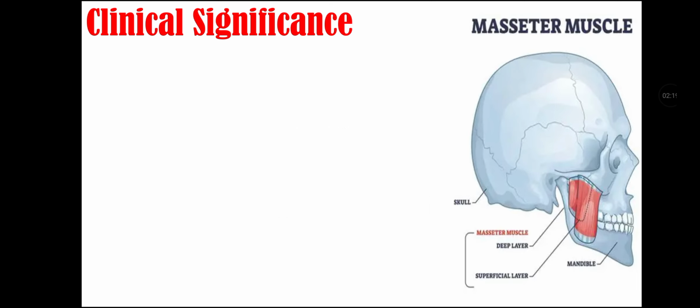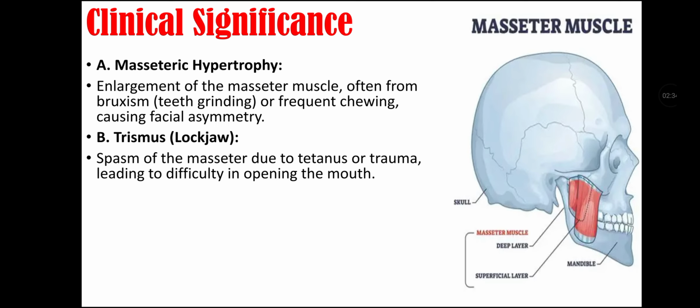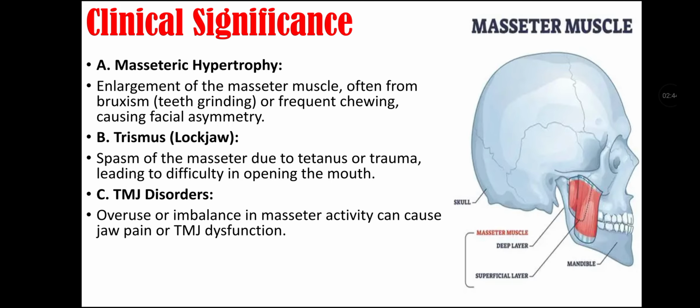Clinical significance of masseter muscle. First is masseteric hypertrophy. Enlargement of masseter muscle, often from bruxism or frequent chewing, causes facial asymmetry. Second significance is trismus or lockjaw. It is because of spasm of masseter muscle due to tetanus or trauma, and it leads to difficulty in opening the mouth.